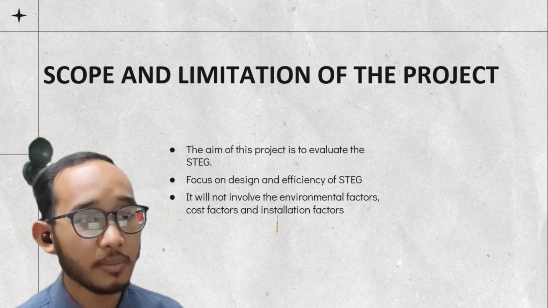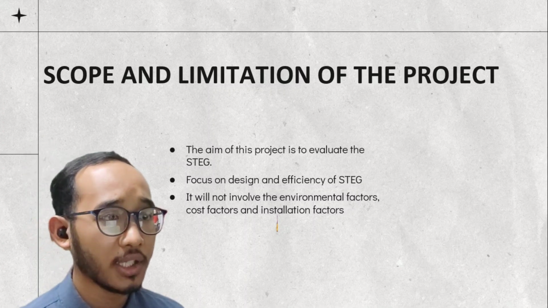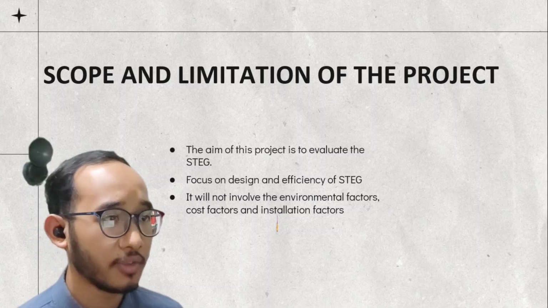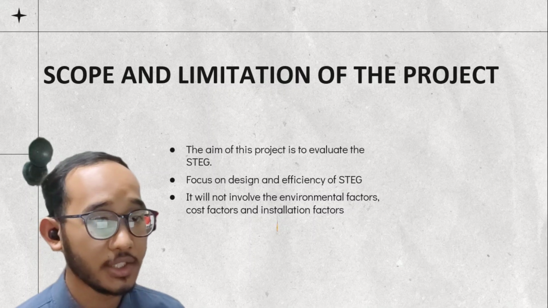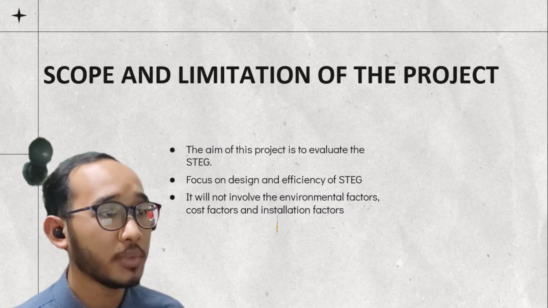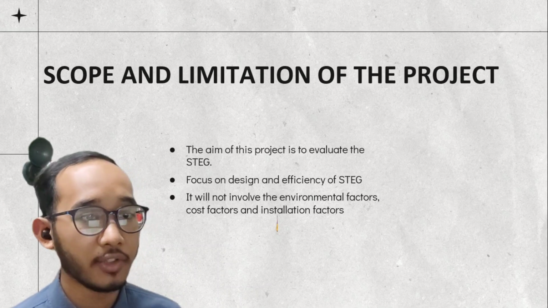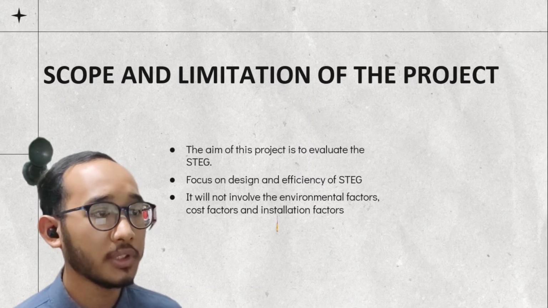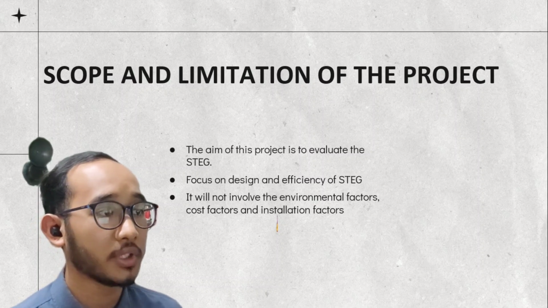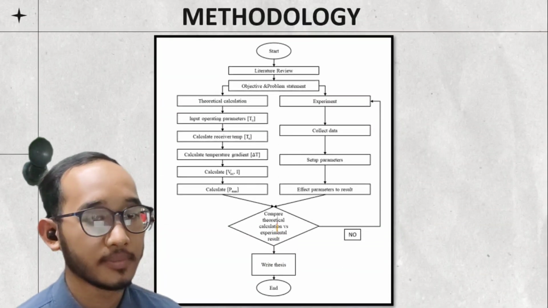Next, scope and limitation of the project. The aim of this project is to evaluate solar energy harnessing technology. There is a variety of technologies that have been used in the world right now, which are CSP, PV, and STEG. This study will solely cover STEG, and that will be the design and efficiency of the technology. It will not involve the environmental factors, cost factors, and installation factors. The main parameters that will be focused on in this project are the optical absorber and thermoelectric subsystem efficiency.